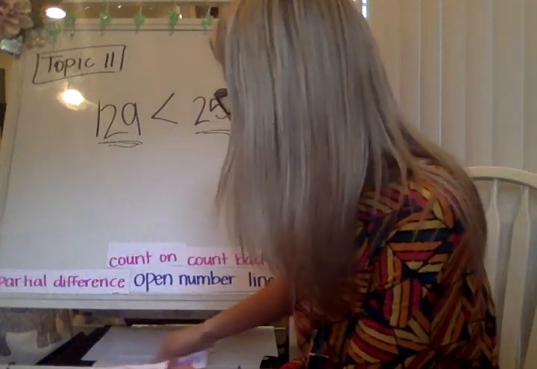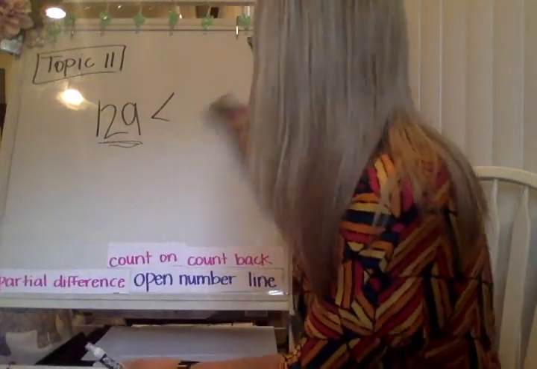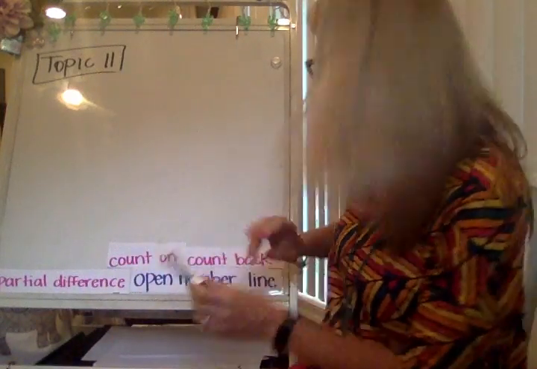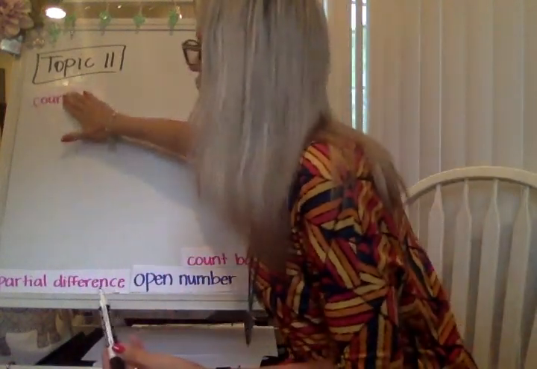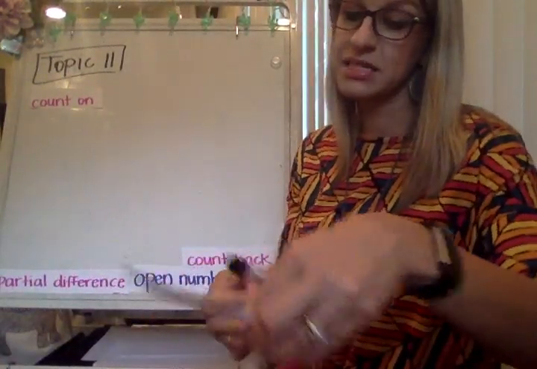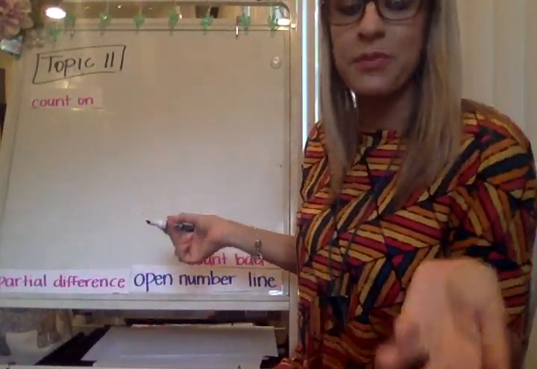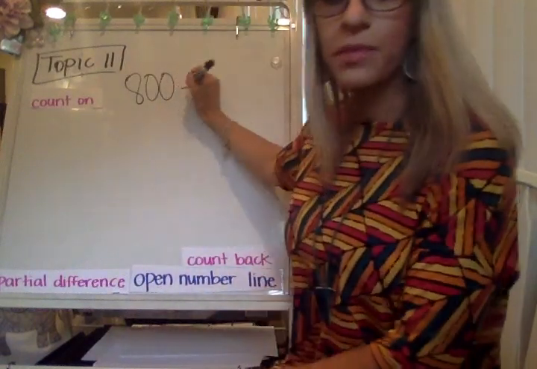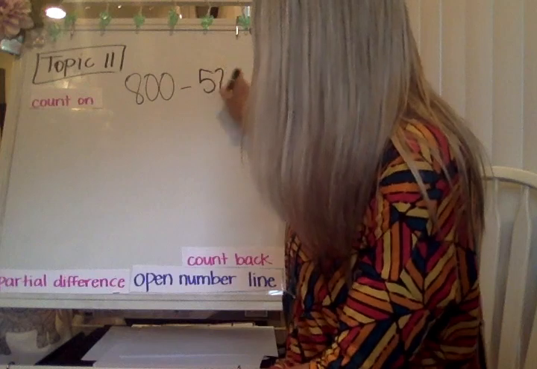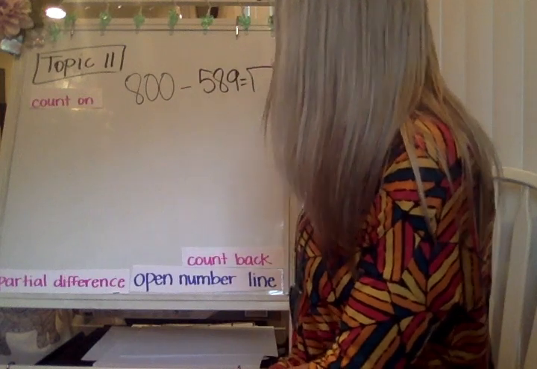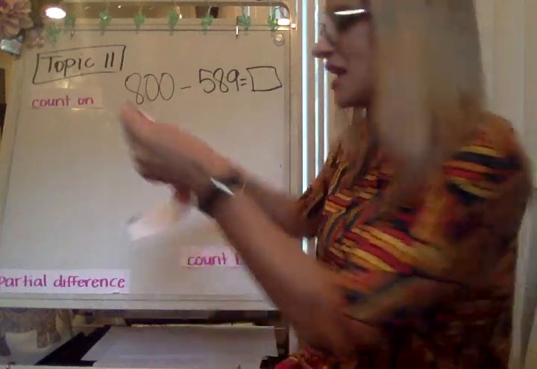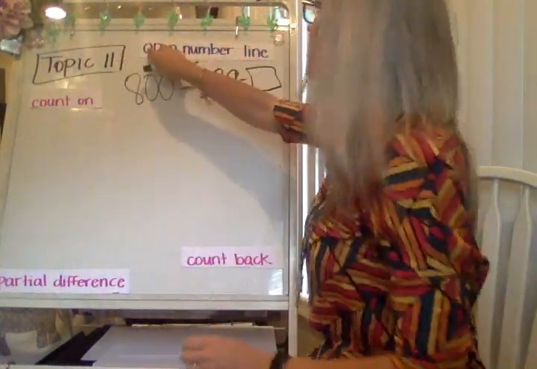The next term, because it's more of a vocabulary term that we're going to talk about, is counting on. I wrote myself a little example problem for this. The example problem that I have is 800 minus 589 equals something. When I'm thinking about counting on, usually I think about the open number line as a way to show counting on.